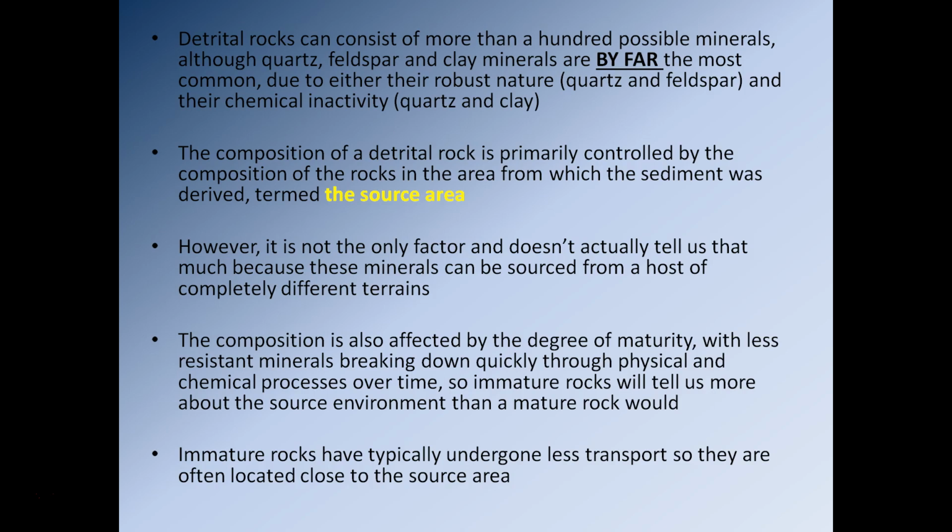So the composition of a detrital rock is primarily controlled by the composition of the rocks in the area from which the sediment was derived. That's termed the source area. So if you are weathering a granite, the sediment you're going to initially produce will obviously be rich in quartz, feldspar, probably some biotite, maybe some muscovite. And so obviously that means the sediment that's being produced is a direct reflection of the rock being broken down.